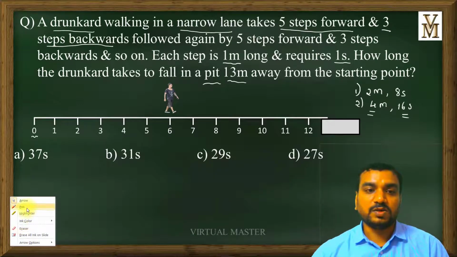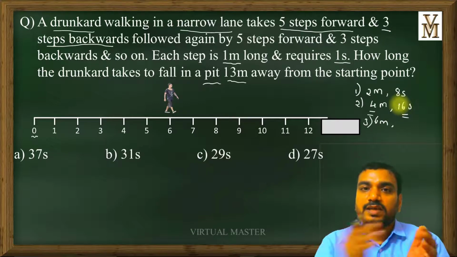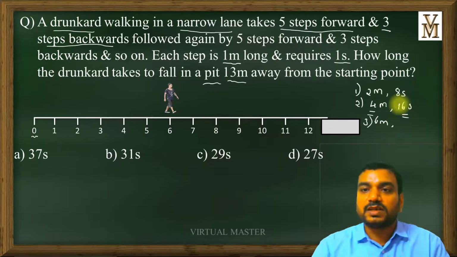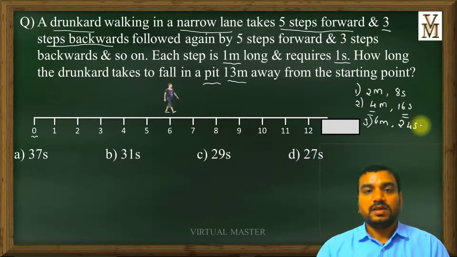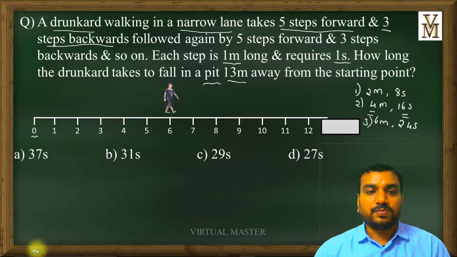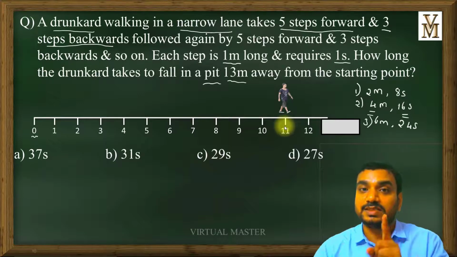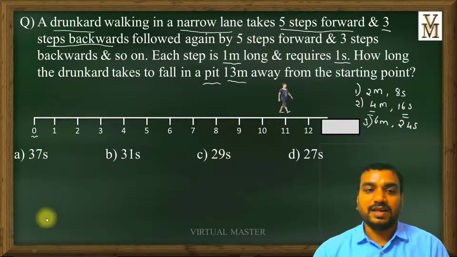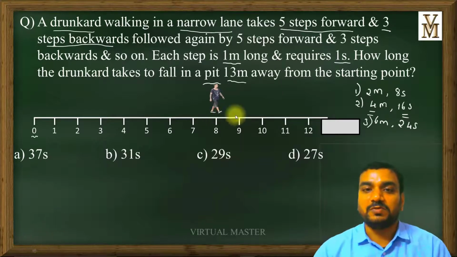So in the third go the pivot is going to cover how much? 6 meter. Okay, and how much time is going to take? Again this go will also take 8 seconds, means 16 plus 8 means 24 seconds. Okay, in the next go the pivot is going to take 5 steps forward. That means he reaches 11th position, and after reaching 11th position again he is going to take 3 steps backward.